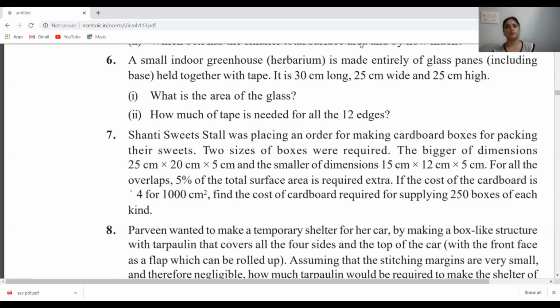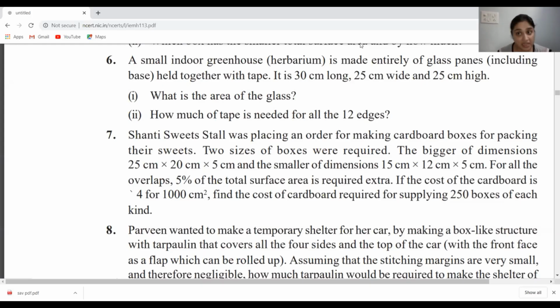Now, bacha, we will be doing question number 6. This is a small indoor greenhouse herbarium which is entirely made up of glass panes, including the base, held together with tape. So it is 30 centimeter long, 25 centimeter wide, and 25 centimeter high. So what do we have? We have an indoor greenhouse glass herbarium. It is used to create a greenhouse effect, and that glass herbarium is kept together with a tape. So उसके सारे edges पे हमने tape लगा दिया है, right?